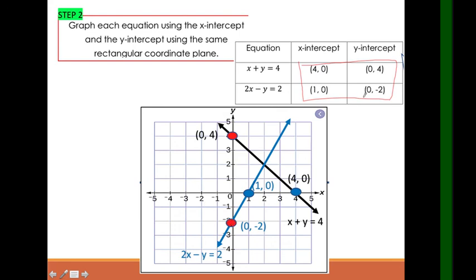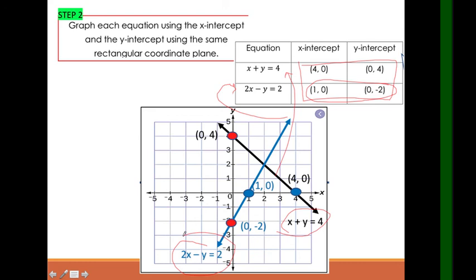Okay, so we will get the graph for this. This is the graph of this equation. And for this we have 0 and 4, so we will put a line. This will be the graph of this equation, or simply this line is x plus y equals 4, and this line is 2x minus y equals 2. So that's how we graph particular equations.